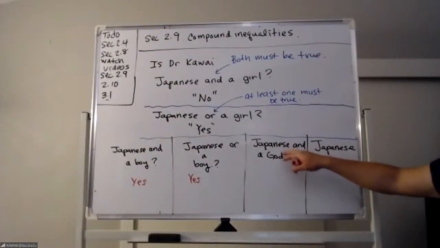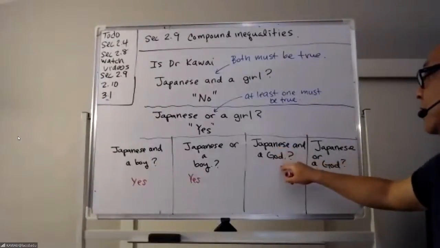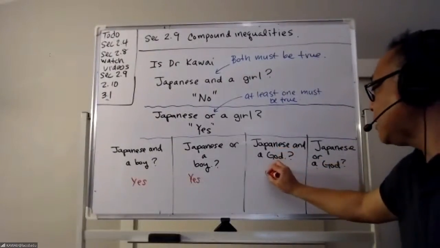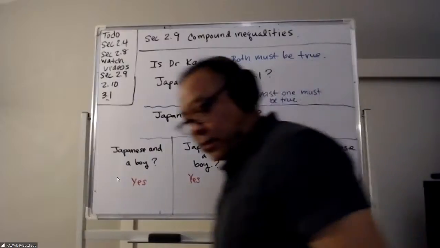Now, are both of these true? As much as I like to project it, I'm not a god. So both of these are not true, so this is a no. Now, because that's an or, is at least one of these true? Yes. So in order for an or to be a no, both things have to be false. Okay, so let's take a picture of this.